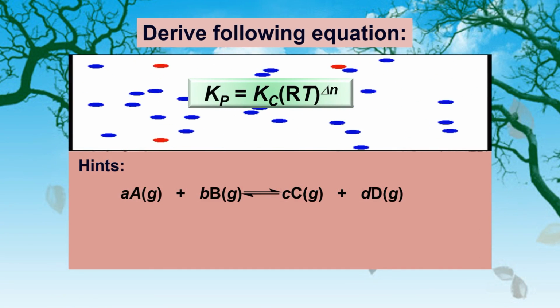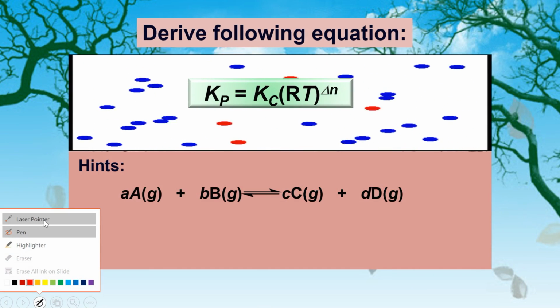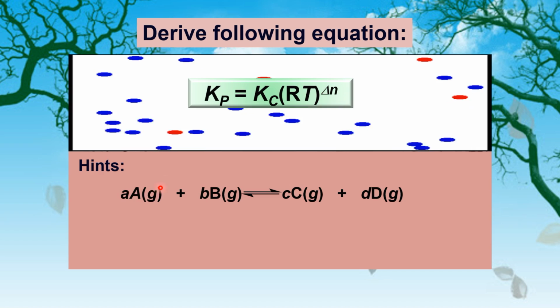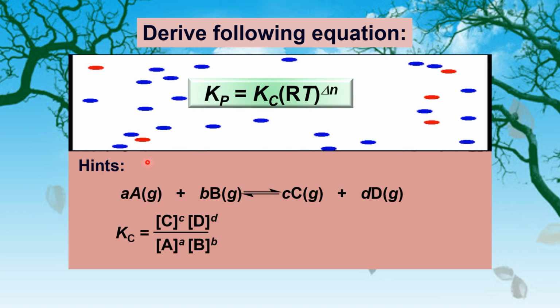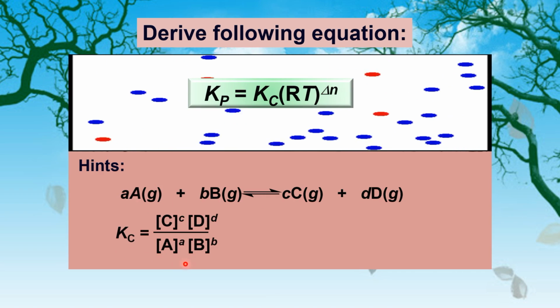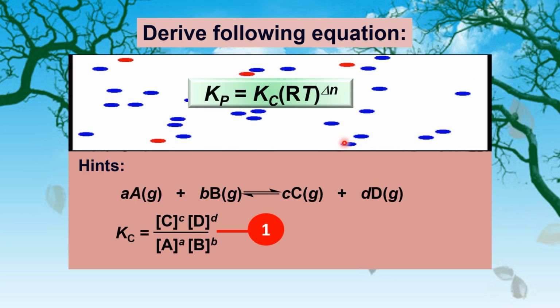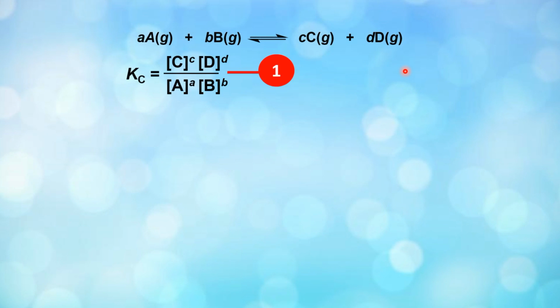Now we want to derive Kp = Kc(RT)^Δn. Start with the general equation. First we write the Kc expression like this and label it equation 1. Next, write the Kp expression and label it equation 2.